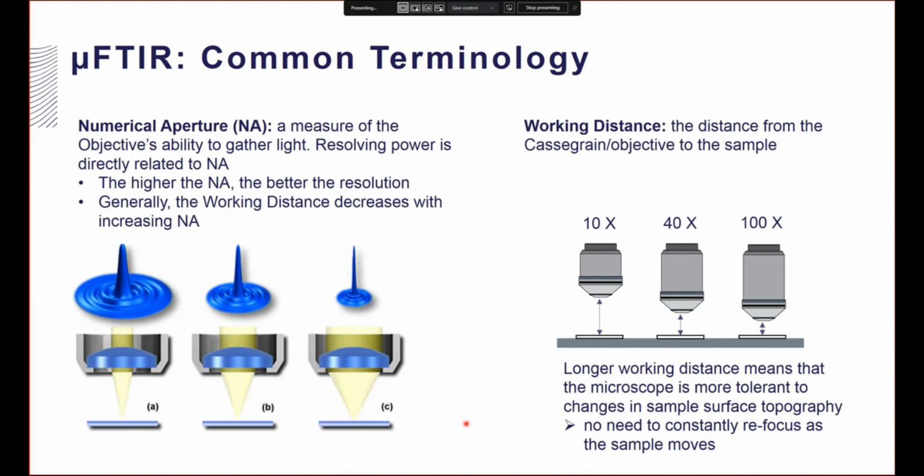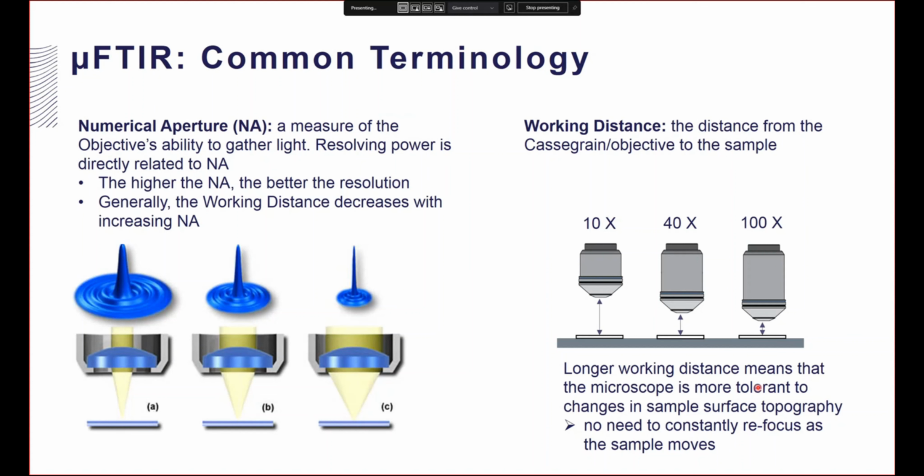Other concepts related to microscopy are the numerical aperture, which is the measure of the objective's ability to gather the light. The higher the numerical aperture of an objective, the better the resolution of the objective itself. But also, when the numerical aperture increases, the working distance decreases. Working distance is the distance from the objective to the sample. As you can see, when we move to higher magnification, the working distance decreases, so the objective is much closer to the sample.